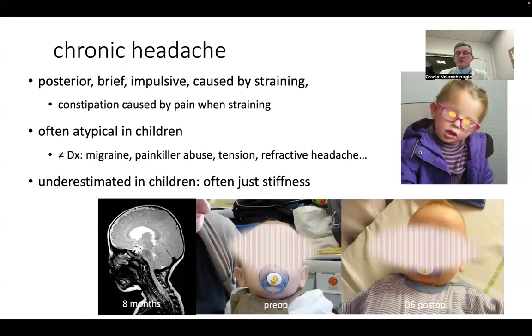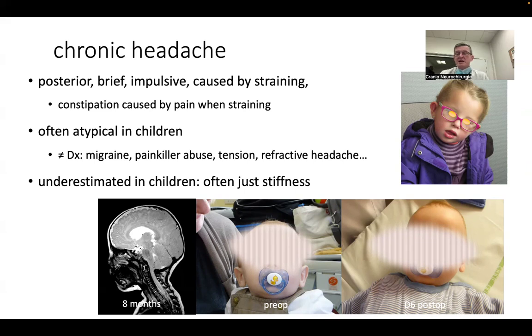Then the most common clinical manifestation of Chiari in children is chronic headache. Typically, the headache is posterior, brief, impulsive, caused by straining, and causing constipation because the patient is unable to strain. And headache is very often atypical in children, who require a differential diagnosis with migraine, painkiller abuse, tension headache, refractive headache.